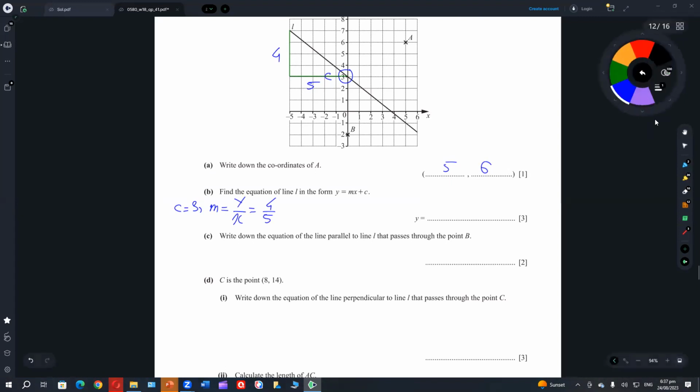The line is sloping left, so it will be minus. Whenever a line has a slope in this form, it has a negative gradient. So now y is equal to mx plus c. y is equal to minus 4 upon 5 x plus 3.